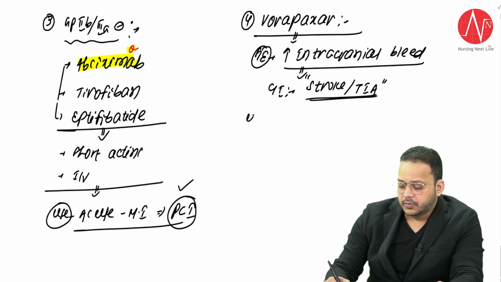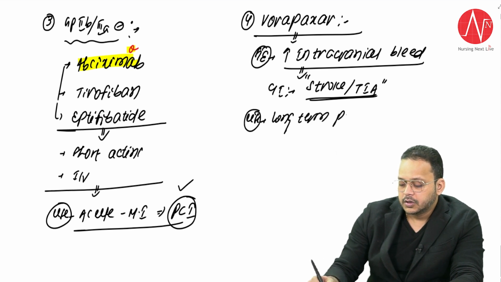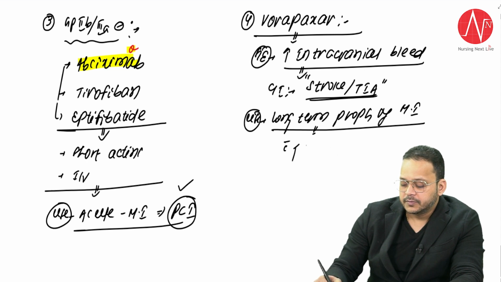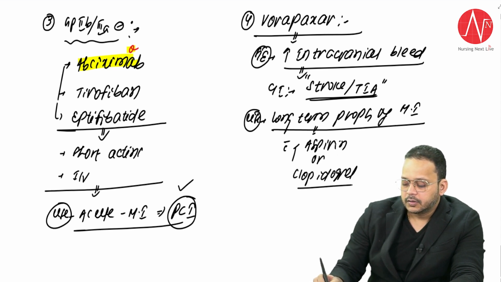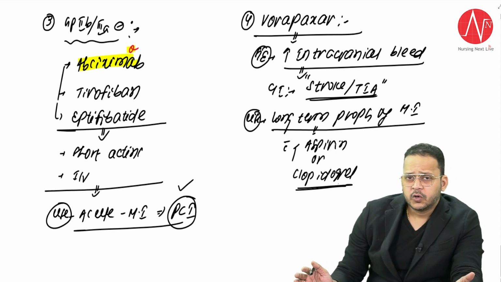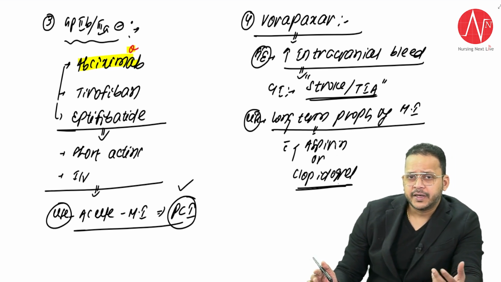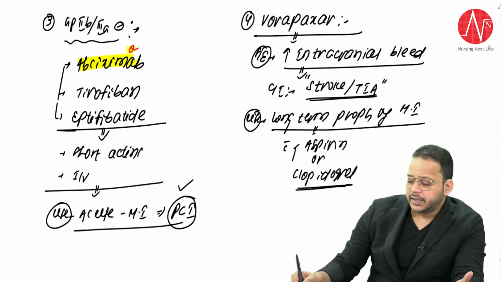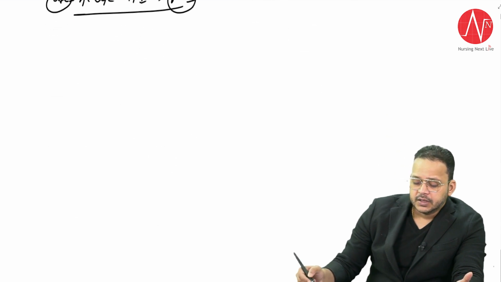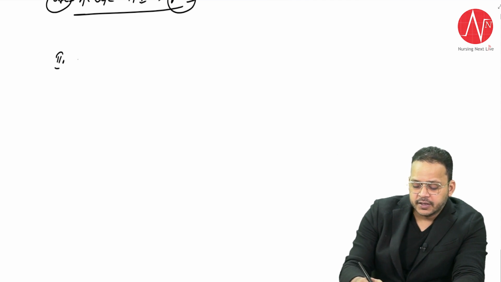So use, however, is different. Vorapaxar is used for long-term prophylaxis of only MI, not stroke. It can be used along with aspirin or clopidogrel, right? Now, I have told you one common side effect of all of these drugs. All of them can cause bleeding. So you need to monitor blood pressure and heart rate and teach the patient about symptoms of bleeding, right? So that is something we have already discussed. So this is one class of drug, that is antiaggregants.